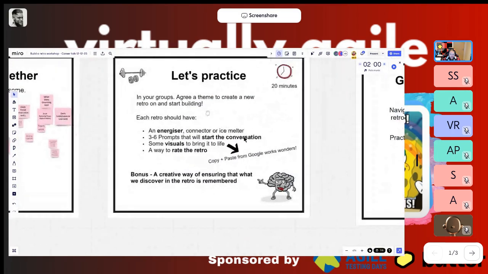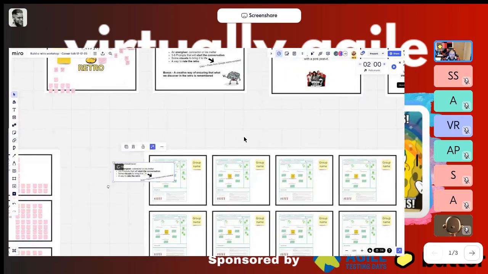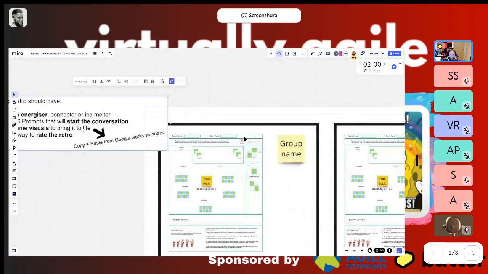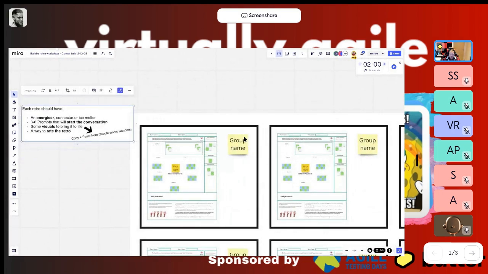And what we're trying to achieve from this is an energizer, something to get us talking about the topic. We're looking at some imagery and some prompts to bring it to life. So we're looking for that here. But begin by typing your thoughts in the chat. What could we create? Movies. Sunan says movies. Any other thoughts? What else could we create a retro over?